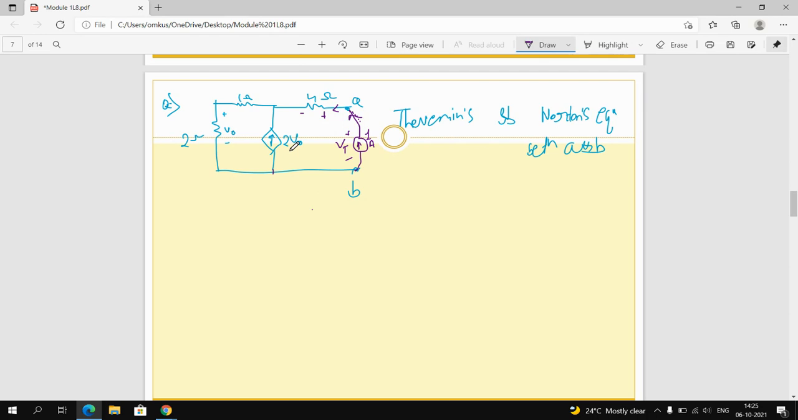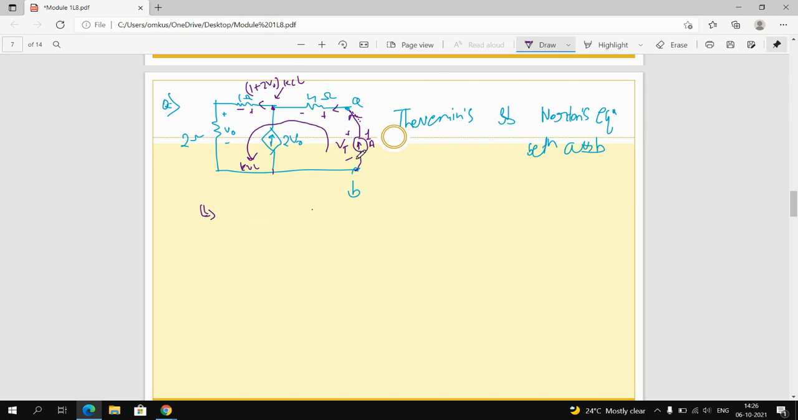Now this is 1 ampere and this is a 2 v naught current source. So apply KCL here. The current here is 1 plus 2 v naught. This is the positive potential and this is the negative, and this is v naught, positive and negative, which is already given to you. Now apply KVL in the outer loop, or you can say the mesh loop.